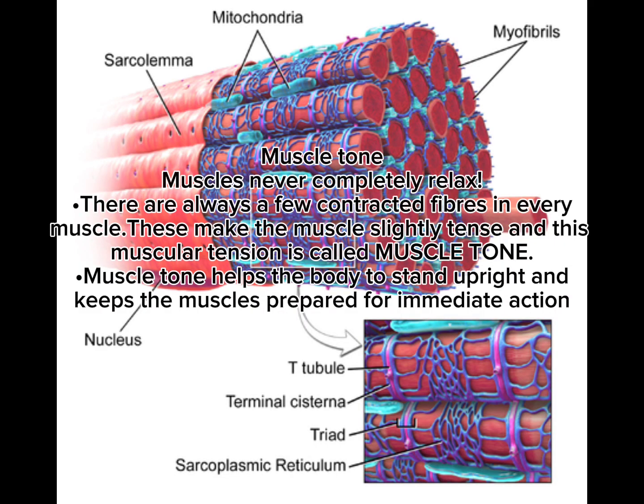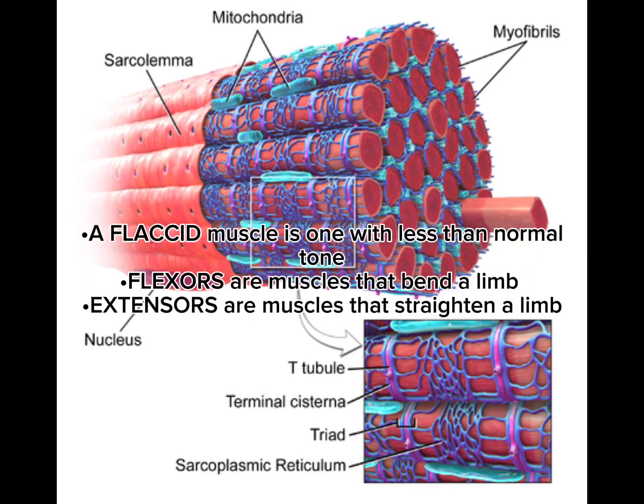Muscle tone. Muscles never completely relax. There are always a few contracted fibers in every muscle. These make the muscle slightly tense, and this muscular tension is called muscle tone. Muscle tone helps the body to stand upright and keeps the muscles prepared for immediate action. A flaccid muscle is one with less than normal tone. Flexors are muscles that bend a limb. Extensors are muscles that straighten a limb.